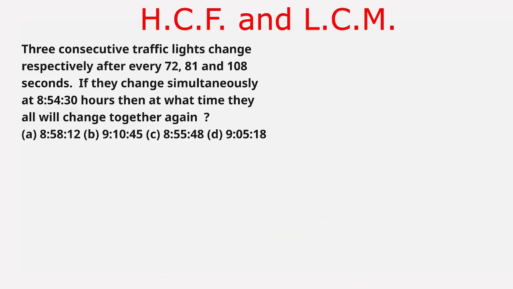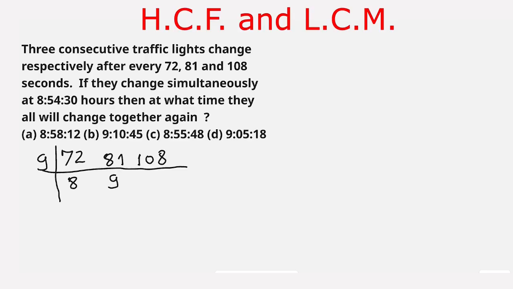We have to first find the LCM of 72, 81 and 108 seconds. So we write all these numbers 72, 81 and 108. On observing, we find that all these numbers are divisible by 9. 9 divides 72 for 8 times, 81 for 9 times and 108 for 12 times.